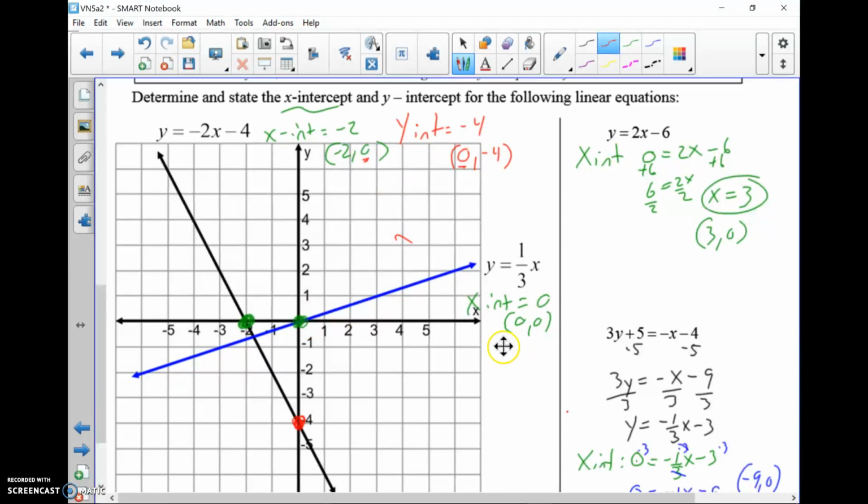For this one, it's still 0, 0. That's also the y-intercept, because 0, 0, they're both 0. It's at the origin, it's called.